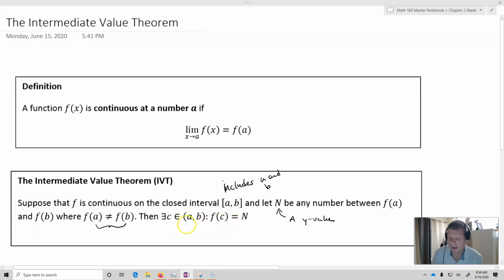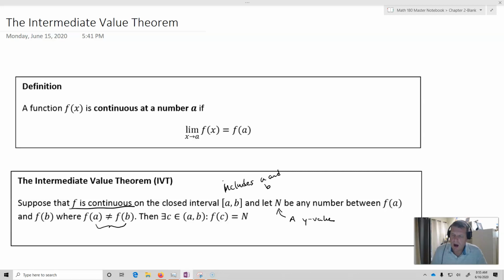So essentially it's saying if n is between f of a and f of b, somewhere in the middle of those two, and f is continuous on the closed interval, it's essentially like there are no breaks in there. So consequently we know that there's got to be some c on the x-axis that's going to give us the value of n. It'll make f of c equal to n.